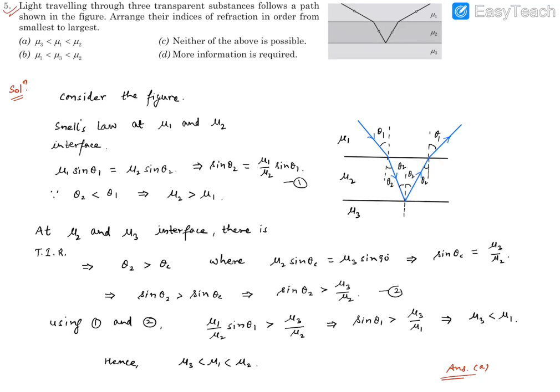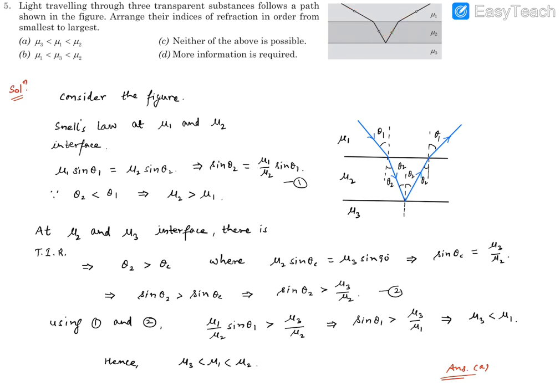Question number 5. It says light traveling through three transparent substances follows a path as shown in this figure. Arrange their indices of refraction in order from smallest to the largest. So this is mu1 media, mu2 media, mu3 media. Light ray is coming like this, then goes like this, and then returns back like this.